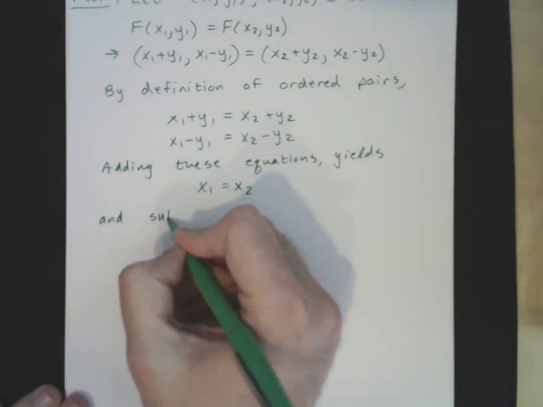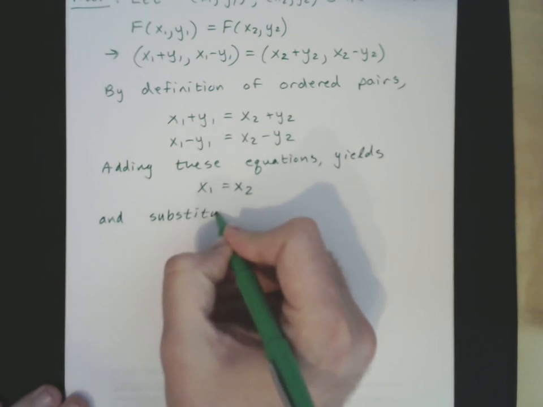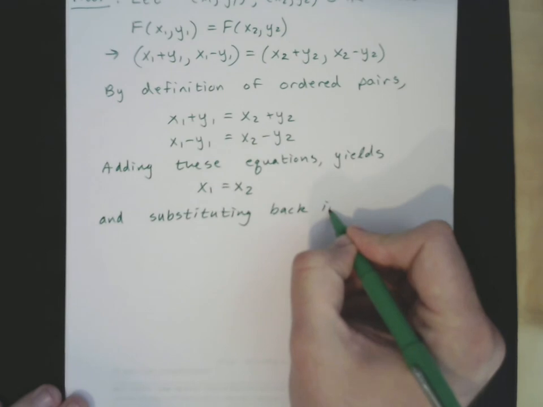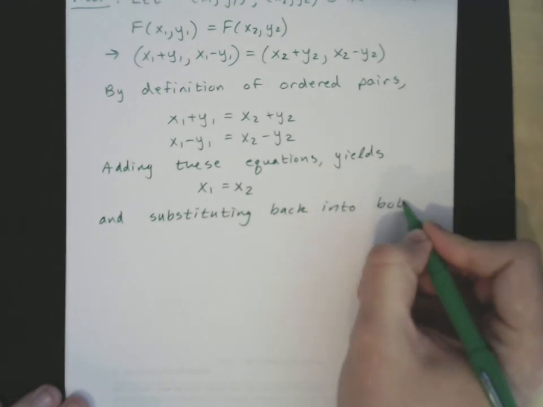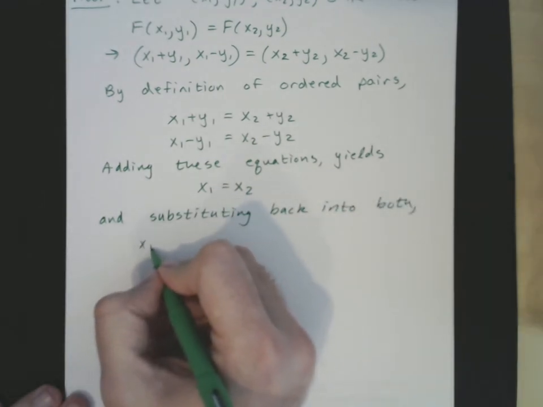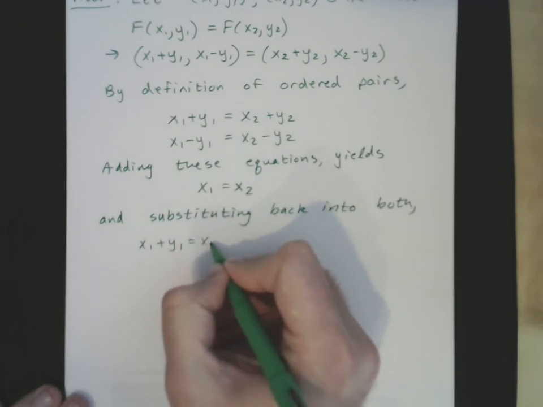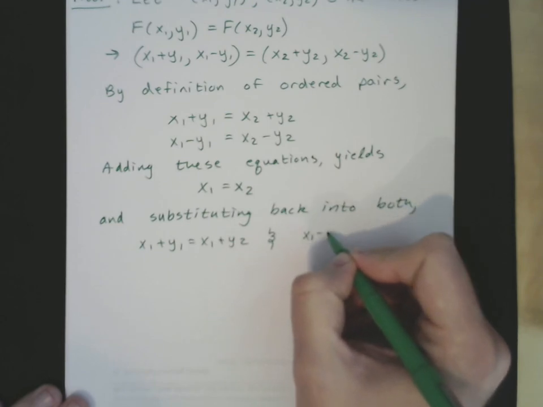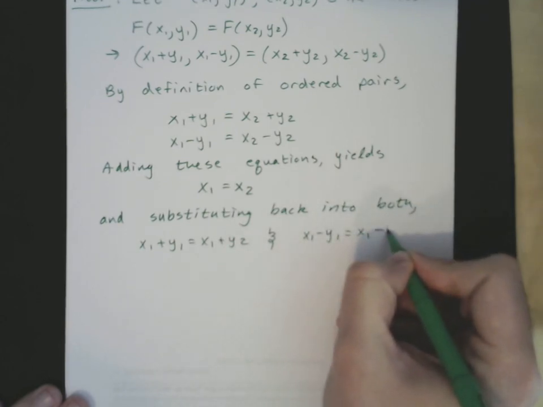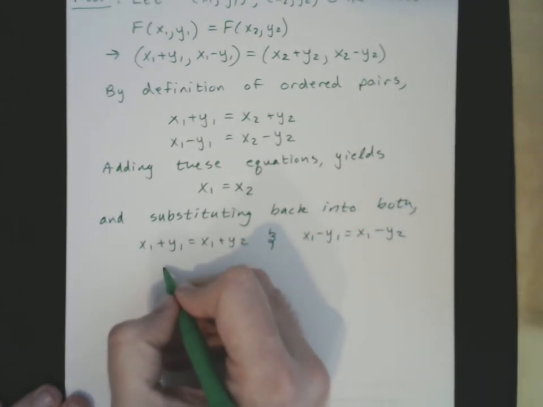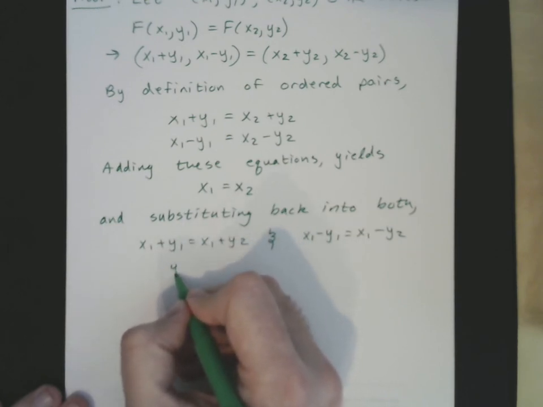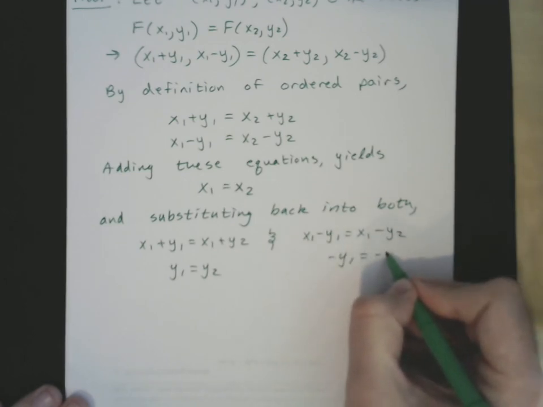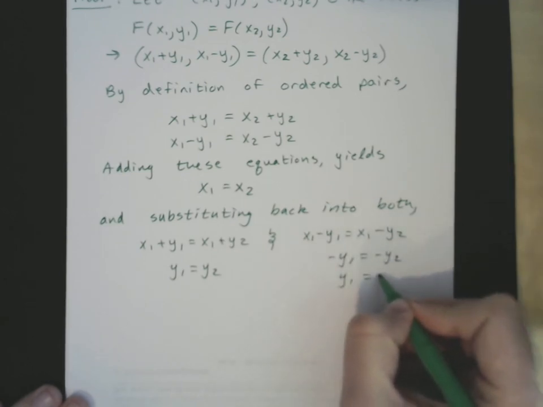And substituting back into both, we have x1 plus y1 equals x1 plus y2, and x1 minus y1 equals x1 minus y2. This, as we know, gives us y1 equals y2. This gives us negative y1 equals negative y2, or y1 equals y2.